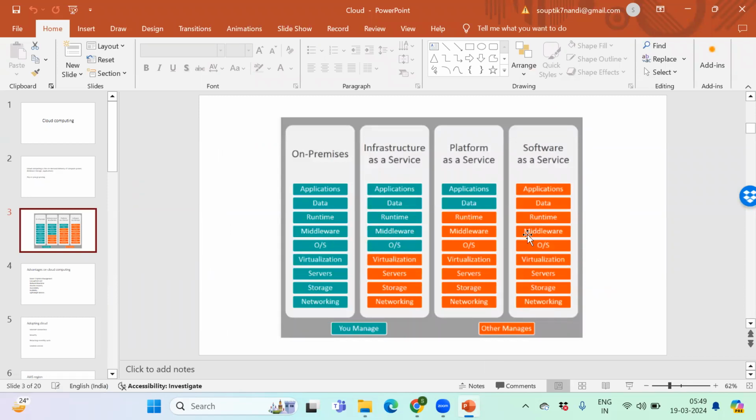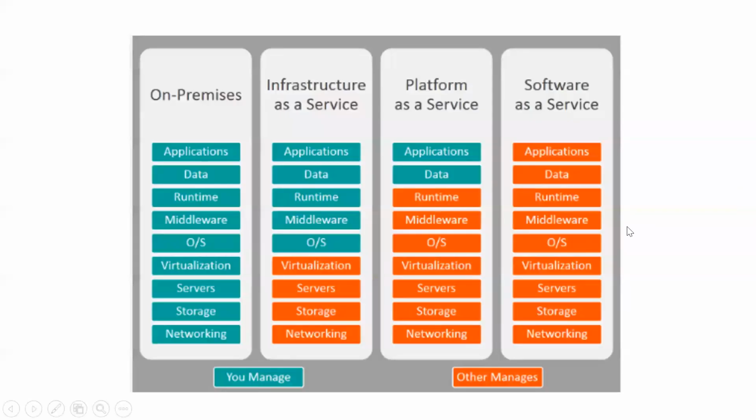Okay, maybe this particular picture is known to everyone, as I think all of us have a little knowledge of cloud computing. So let me go to the slide. Over here you can see four segments. First one is on premises. Second one is infrastructure as a service. Third one is platform as a service. Fourth one is software as a service. I'm giving the same examples one more time.